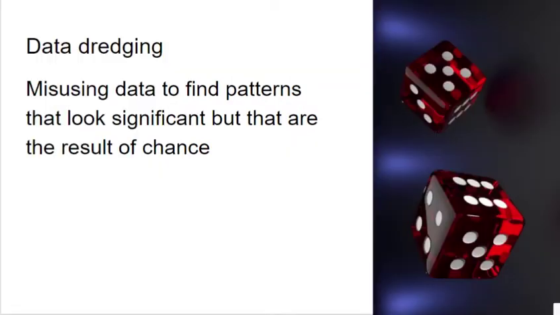Now, when you become scientists, I hope you'll learn all about data dredging. Here's my little baby introduction here. Okay, data dredging is misusing data to find patterns that look significant, but that are the result of chance. So here's an example that I talked about briefly if you had me last year. Imagine you want to find out the effects of dark chocolate on health. So you get a group of people, you have them eat dark chocolate for a month.